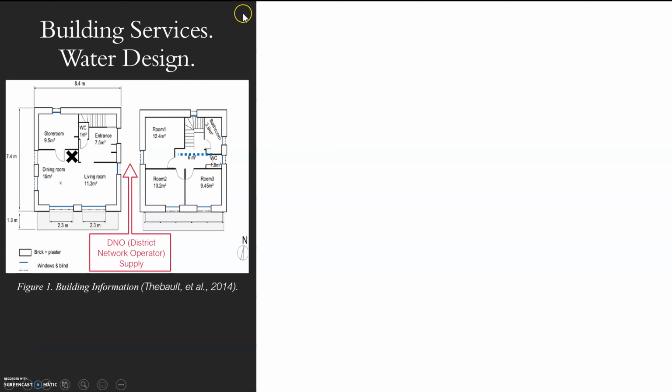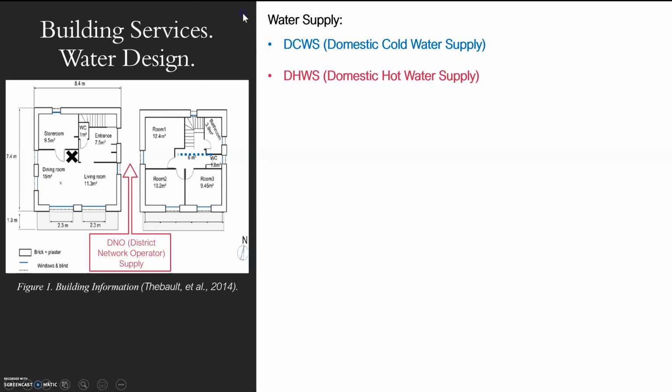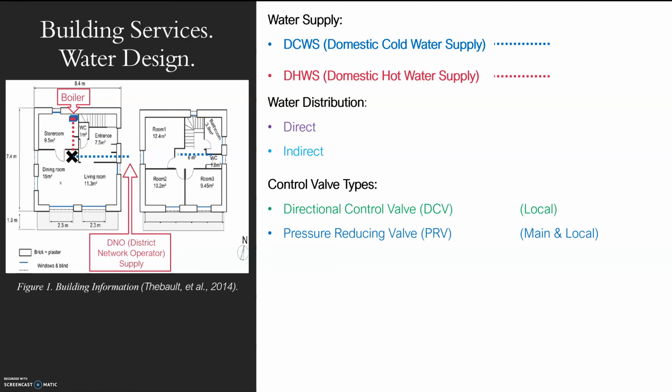There's a lot involved in water design, but just the basics are going to be covered here, just what you need to think about and start researching on. So water supply can be domestic cold water or domestic hot water. So we're looking at where it's coming from, the boiler or whatever heat source you're using, whether it's solar panels, etc. Or the DNO, which is your water supply for cold water, okay?